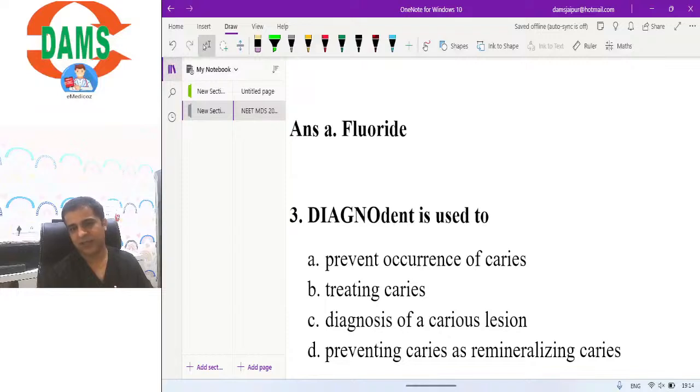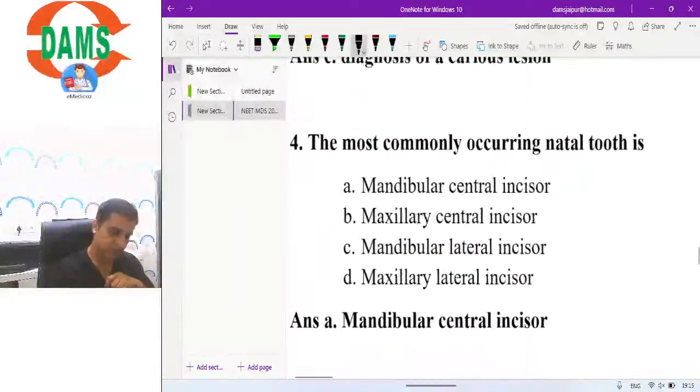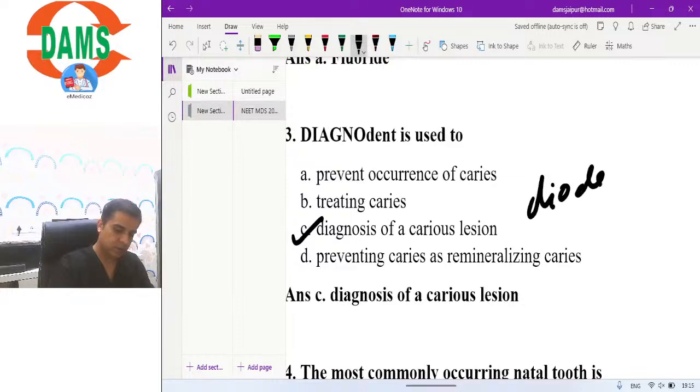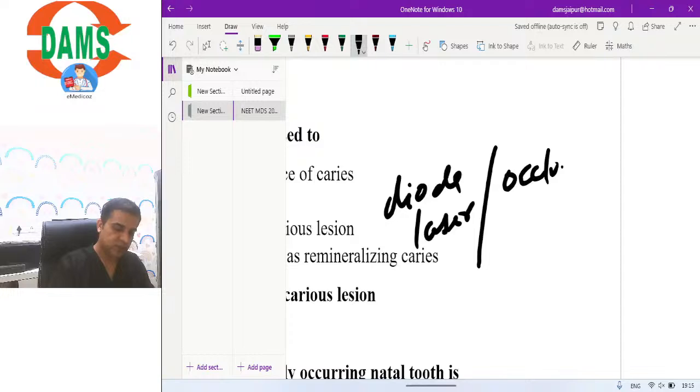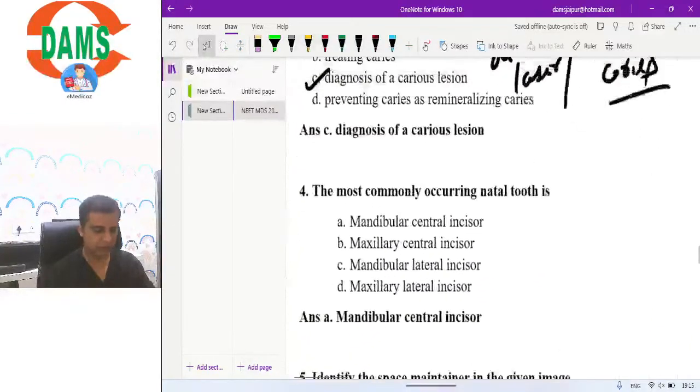Diode laser is used as a light source. 665 wavelength. Did it come to you? Diagnodent. Okay, so it is used for diagnosis of the carious lesion. Diode laser is used as a light source. Important point here was that it is mainly used to detect visual caries. Okay, like DIFOTI was for proximal, this is for visual caries.